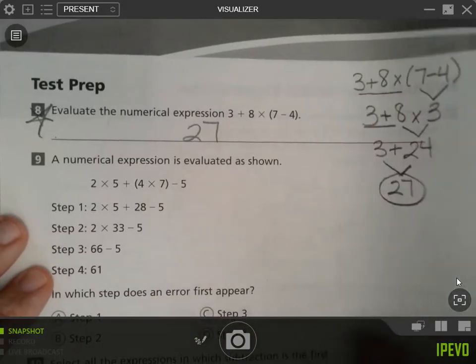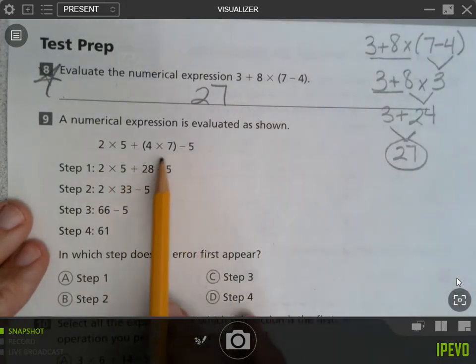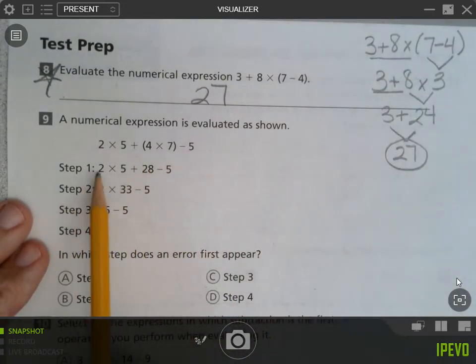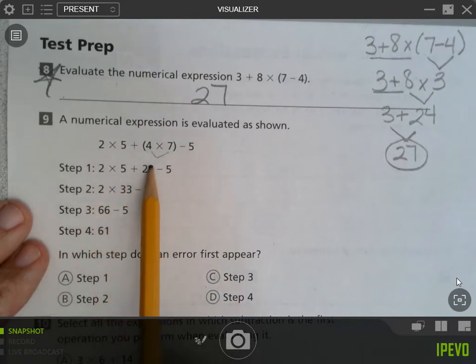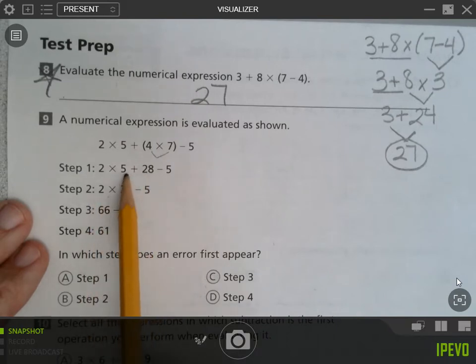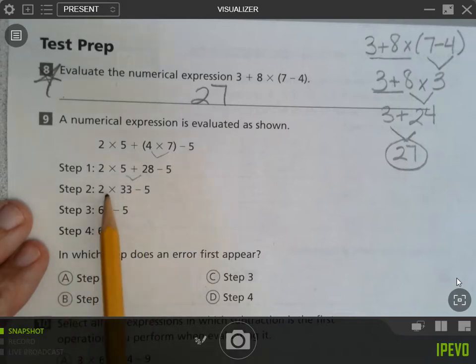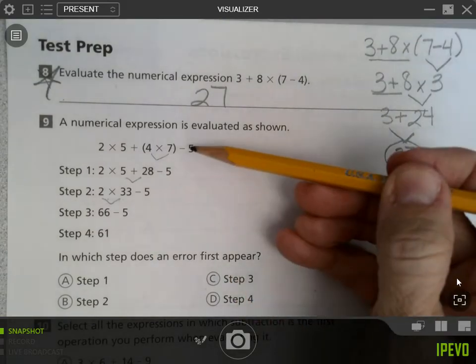Number 9 asks, a numerical expression is evaluated as shown. Look at this one. Step 1, 2 times 5 plus 28 minus 5. 2 times 33, it looks like there, minus 5. 66 minus 5, 61. Where did the error first appear in this situation?